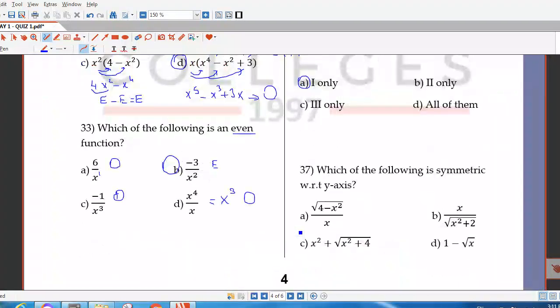37. Which of the following is symmetric with respect to y? Symmetry with respect to y is property of an even function. And if you pay attention, number and x squared will be chosen as an even. X is odd, even over odd is odd. I can give a hint like this.